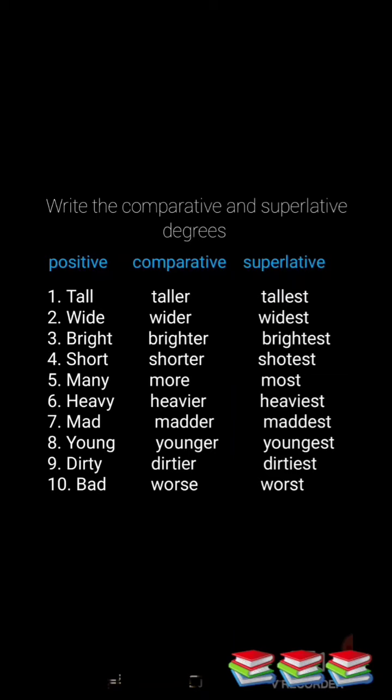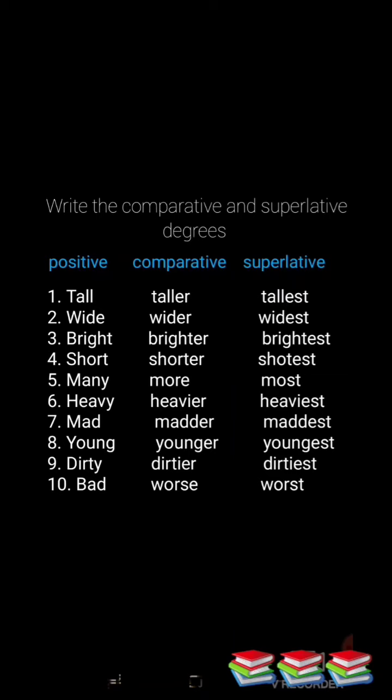So let's start. Tall, taller, tallest. White, whiter, whitest. Bright, brighter, brightest. Short, shorter, shortest. Many, more, most. Heavy, heavier, heaviest. Mad, madder, maddest. Young, younger, youngest. Dirty, dirtier, dirtiest.